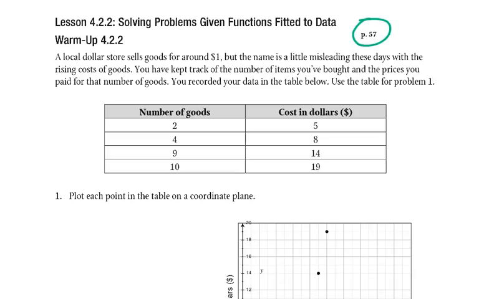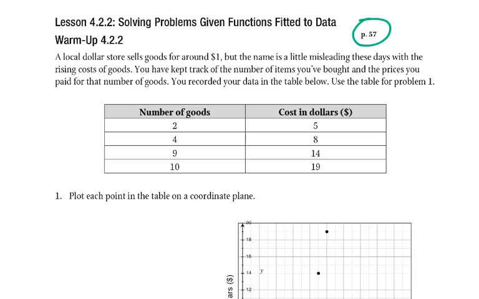Alright, so let's take a look at this warm-up. A local dollar store sells goods for around $1. The name is a little misleading these days with the rising cost of goods. You have kept track of the number of items you've bought and the prices you paid for the number of goods. You recorded your data in the table below.